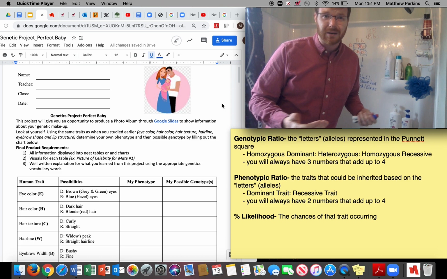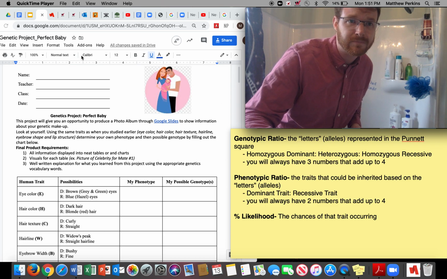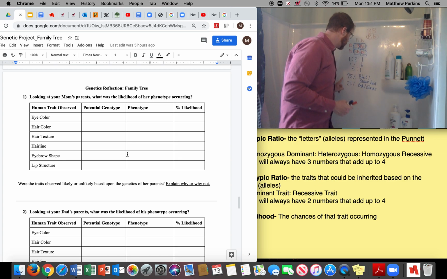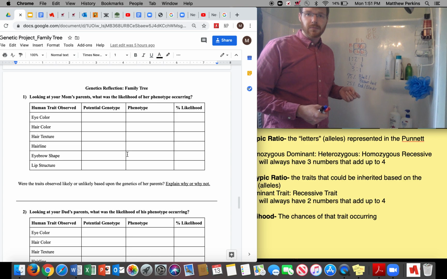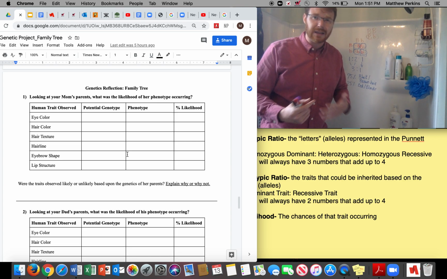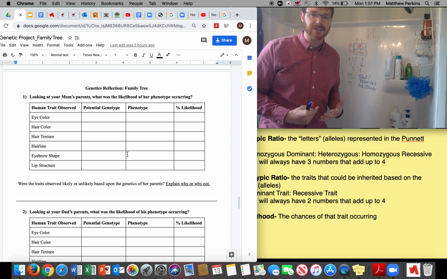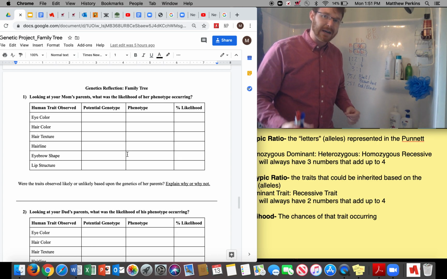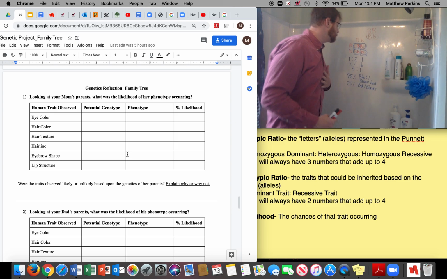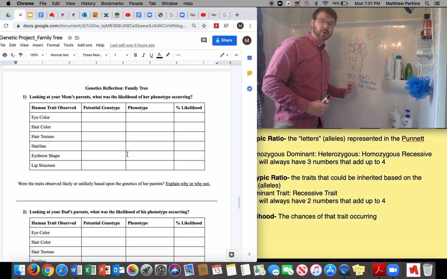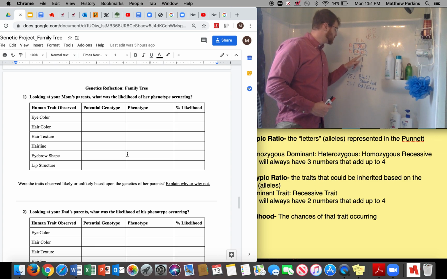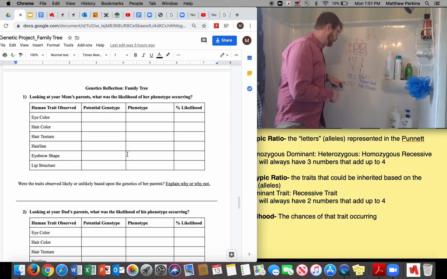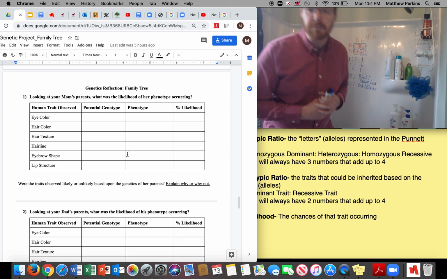Right now we're talking about the make a perfect baby. If you're doing the perfect baby, you're going to tell me the percent likelihood that that trait of yours could be passed on. If you're doing the genetics family tree, you're talking about the percent likelihood of that trait actually occurring. So for me, the percent chance of that trait happening in myself was 25% out of 100%. So that would be my percent likelihood of that trait being seen.